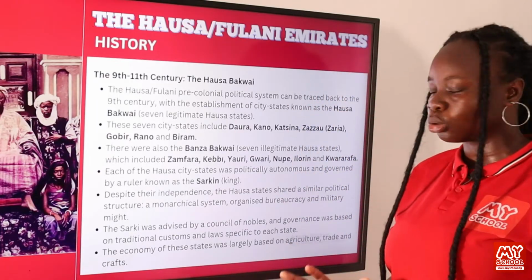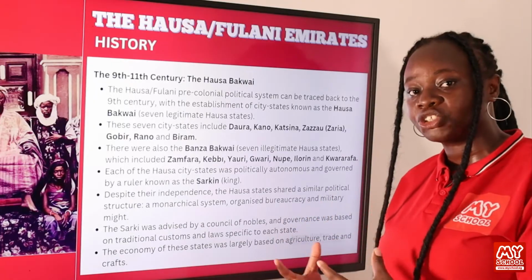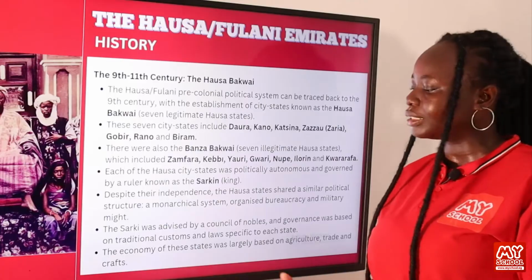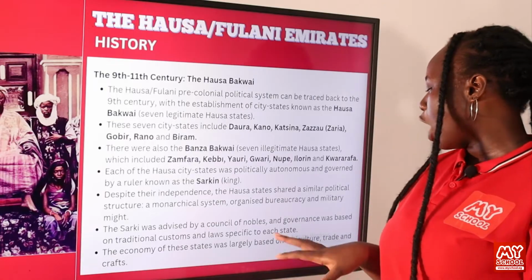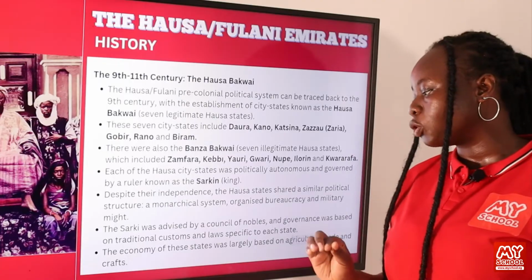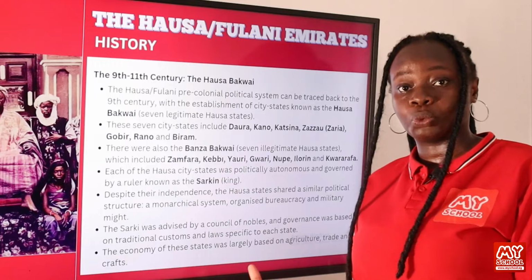So they had a structure during that era. And then there was also military might. They had a military that helped to defend the state against external aggression. The Sarki was advised by a council of nobles, and governance was based on traditional customs and laws specific to each state. So this is the legislative function we're talking about.